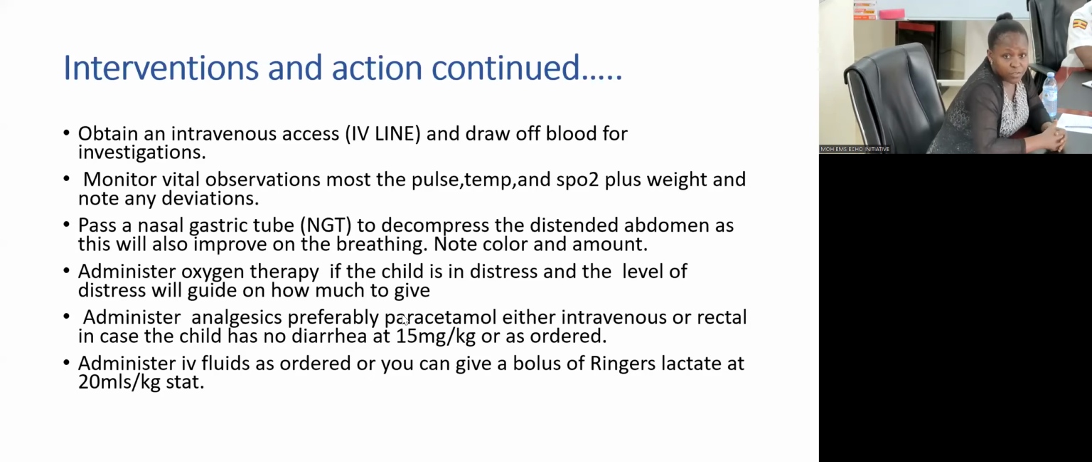You administer IV fluids as ordered, or you can give a bolus of Ringer's lactate at 20 mils per kg to start. However, this can be repeated depending on the demand. The doctor will throw more light on that in the next presentation.